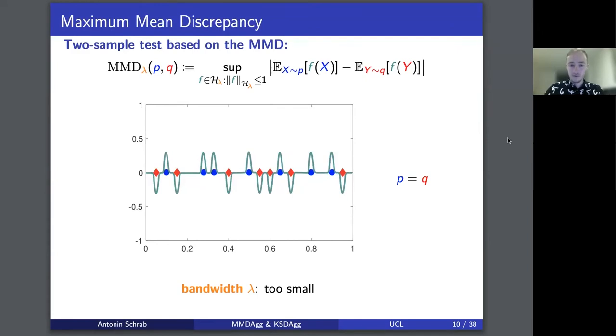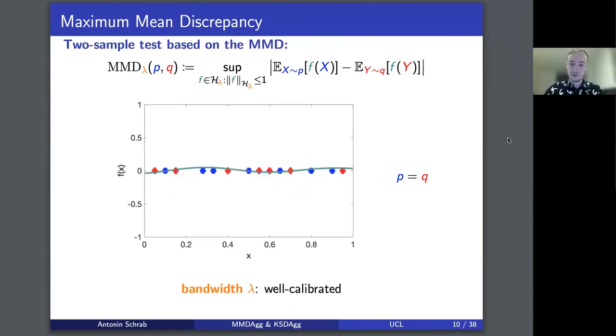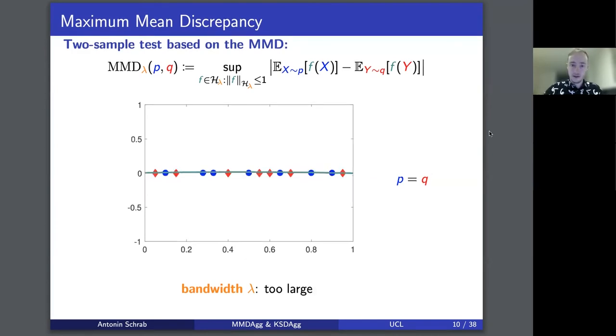So this would be wrong in the sense that we would get a large MMD even though P equals Q, and this is due to the fact that we chose a bandwidth which is too small. For a well-calibrated bandwidth, we would get a function like this, and because we're restricted to some smooth functions, this function is not allowed to jump up and down to be very wiggly. And if the bandwidth is too large in this case, we'll almost get something flat.